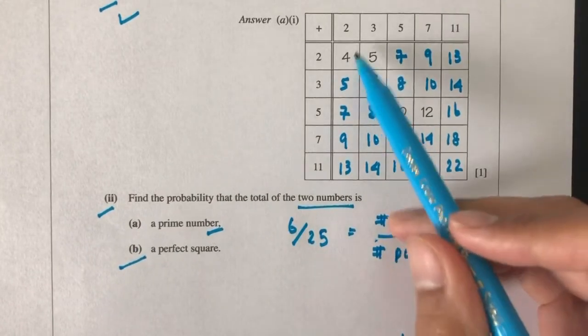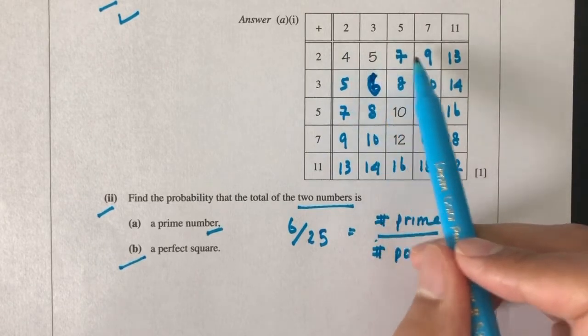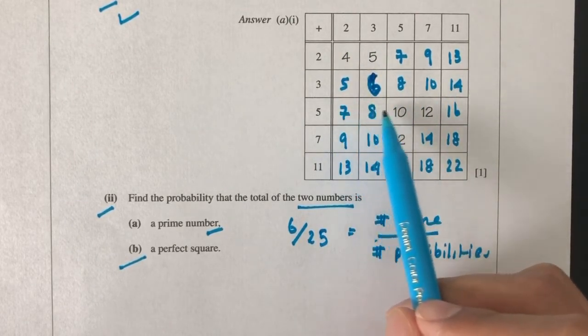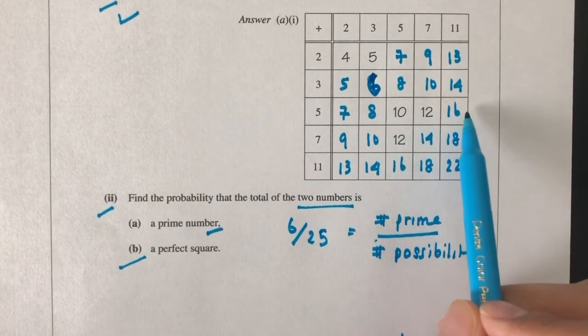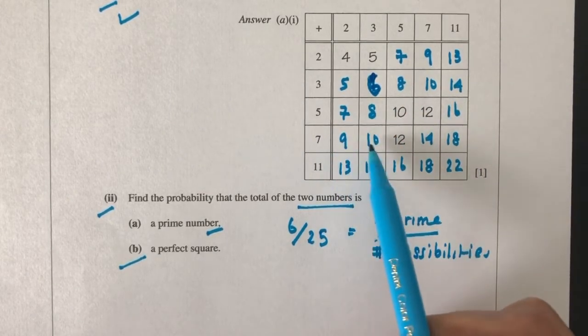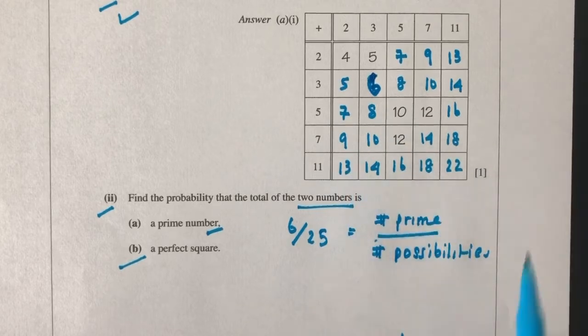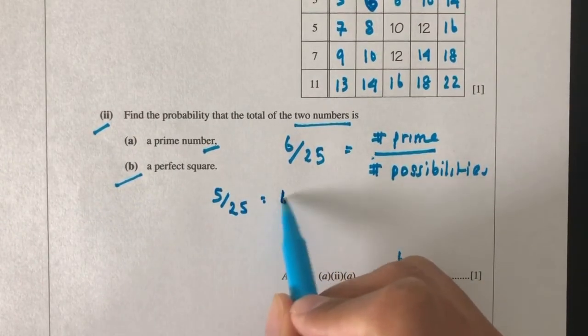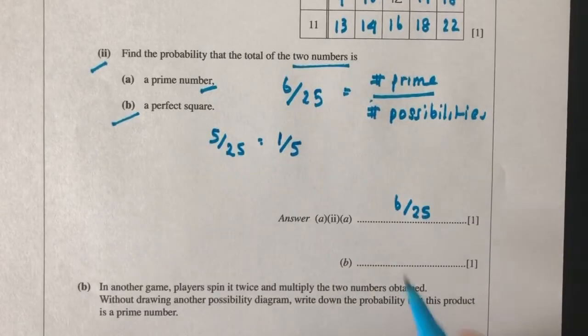Let's count. We have 1 here, 2, 3, 4, 5. So only 5 perfect squares. So 5 over 25. That becomes 1 over 5 for your answer.